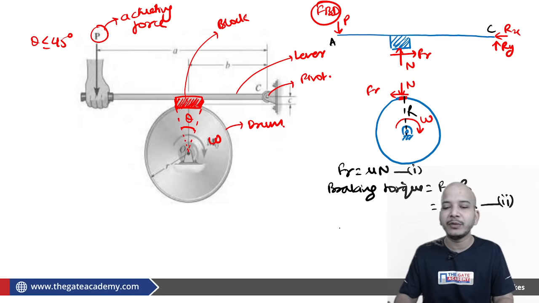Straight away, with the help of the equation net moment about point C is equal to 0, you can determine P. P is causing anti-clockwise, Fr here is causing anti-clockwise moment, N is causing clockwise moment about point C. So you can say that P into moment arm. How much is the moment arm?